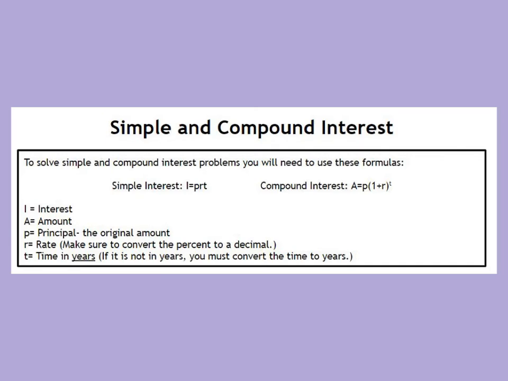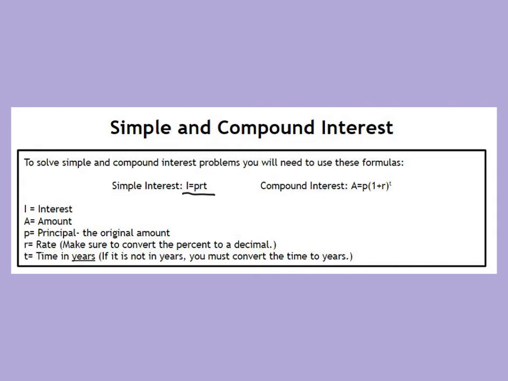These are the formulas for simple and compound interest. The simple interest formula is I equals PRT. The compound interest formula is A equals P times 1 plus R to the T power. In these formulas, I stands for interest, A stands for amount, P stands for principal, which is the original amount, R stands for rate. When you see rate, make sure you convert the percent to a decimal. And then T stands for time in years. If it's not in years, then you have to convert it to years.